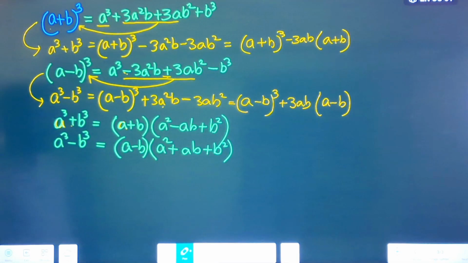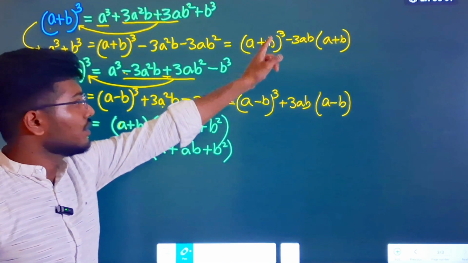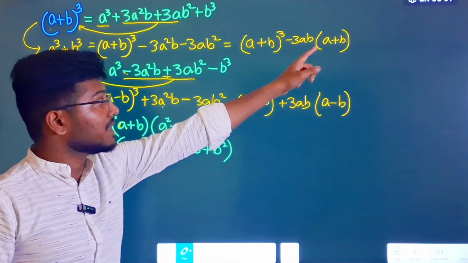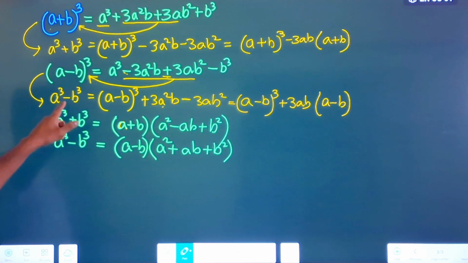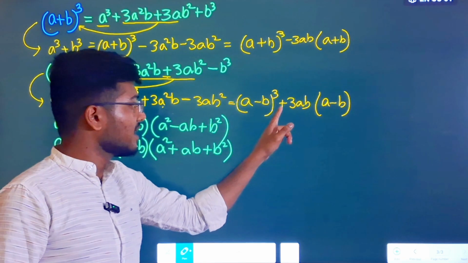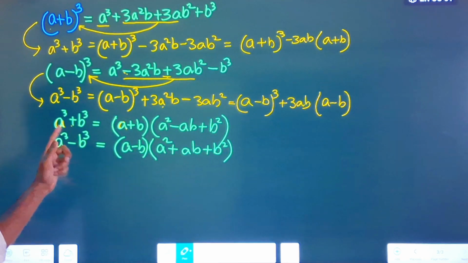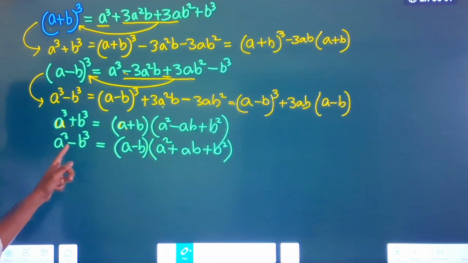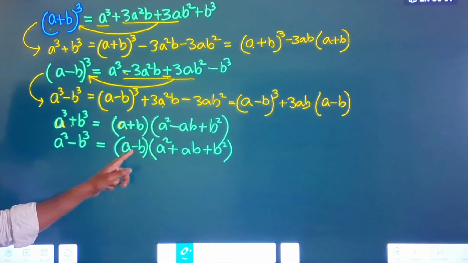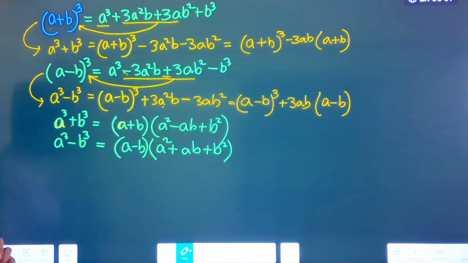If you want to understand, you have to remember it in this way. One thing, a cube plus b cube, so obviously a plus b whole cube minus 3ab times (a plus b). Then plus, middle minus, plus sign. Here minus, that means minus, middle plus. Okay, you change it. The first one is the plus sign, the second one is the minus sign. If the first one is the minus sign, then the second one is the plus sign. Okay, clear? Yes or no?